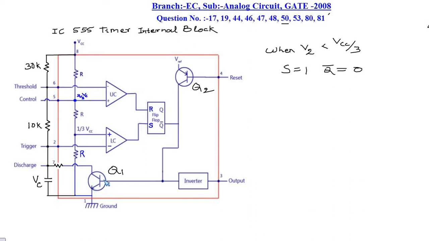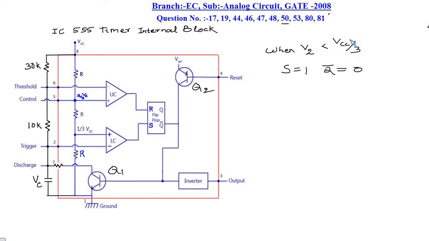If the transistor is off, the capacitor will stop discharging, because there is no path to discharge anymore. Now it will begin to charge through the VCC. So at this point, when V2 is just VCC by 3, that will give you the lowest value of the capacitor voltage. V2 is nothing but the same voltage across the capacitor. So the V2 value will be VCC by 3.